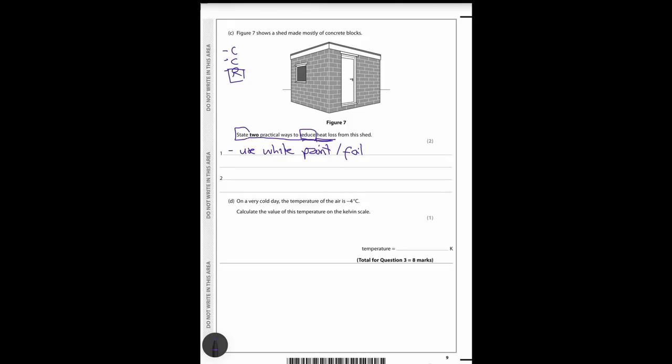I might as well put it in there. So use white paint or foil to reduce heat loss by radiation. Heat loss by radiation. Okay, and then what else, if I'm talking about conduction or convection or anything like that?